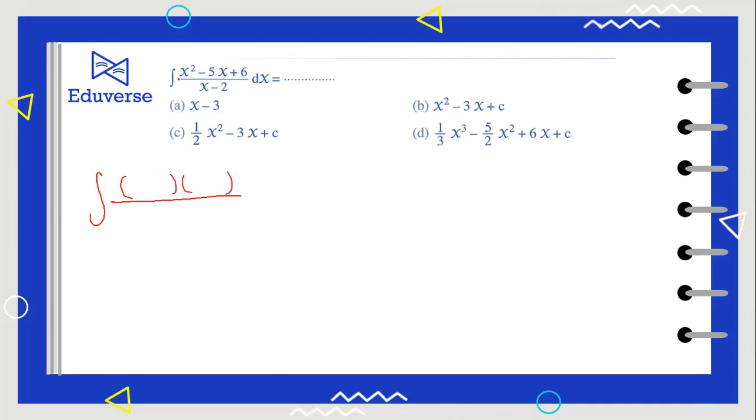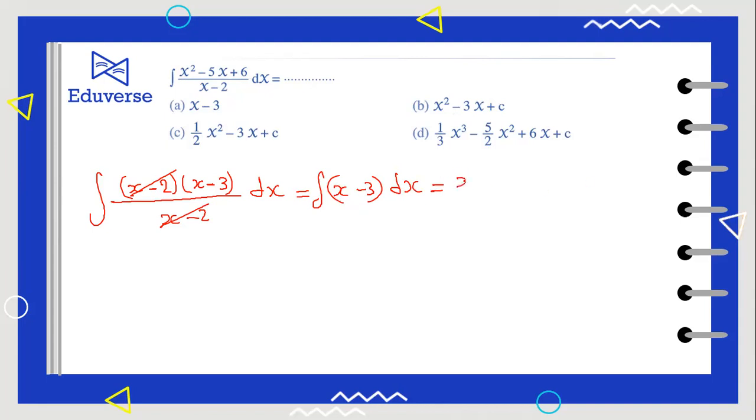Make it as 2 brackets, x squared, it will be x and x. I can factorize this by calculator or by mind, no problem. It will be x minus 2 and x minus 3. Okay, factorized. In the denominator, I will write x minus 2 as it is. That's clear now. I can simplify the numerator and the denominator together. It will be integrate x minus 3 dx. Then I can integrate this expression.